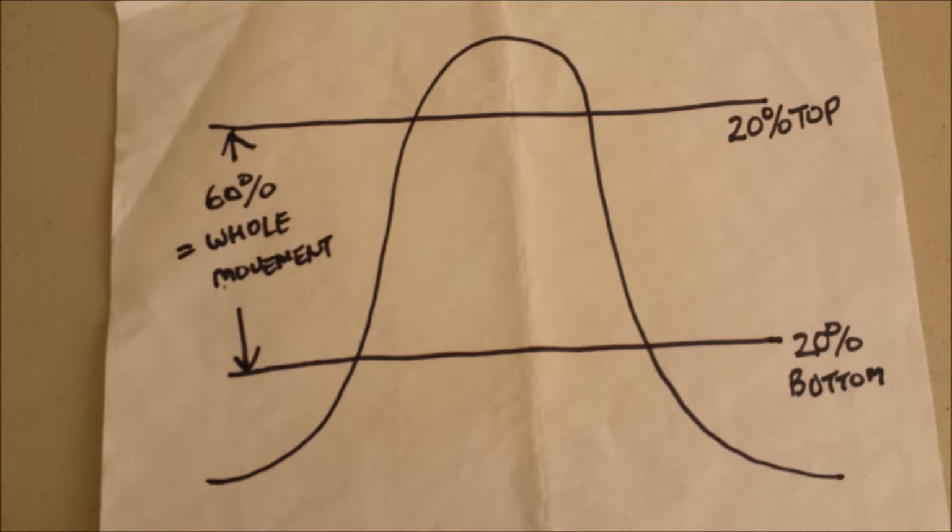This is graph number 2. You draw 2 horizontal lines, the 20% top line and the 20% bottom line. In between, you have this 60% area between the 2 lines, and this is what Jesse Livermore called the whole movement. And you're supposed to make money off this whole movement.